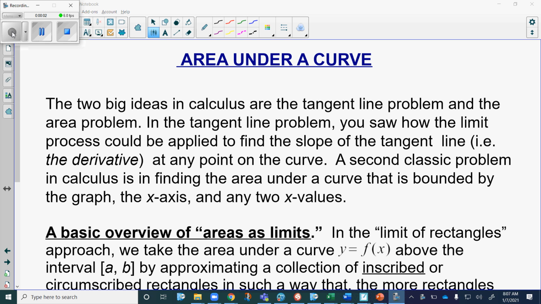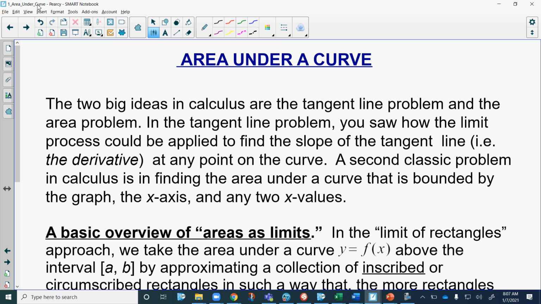Hey guys, welcome to my introductory video on how to find the area under the curve. This is going to introduce the idea of essentially what's going to be known as integration in calculus, and we're going to be looking at it with a method known as Riemann sums in this video.